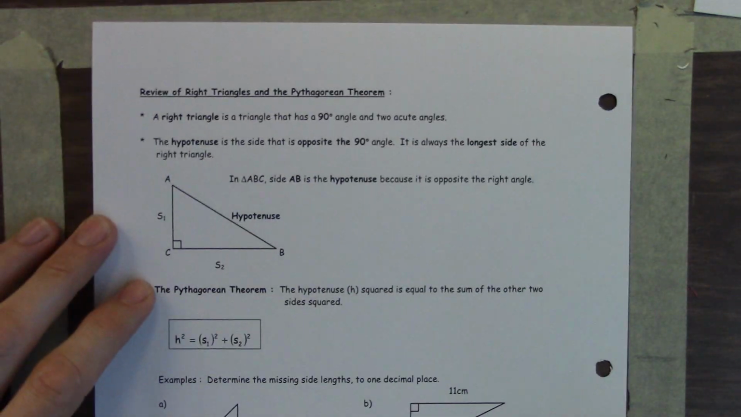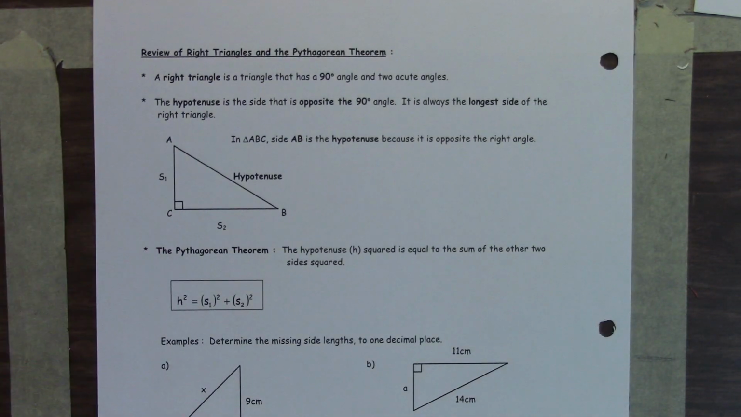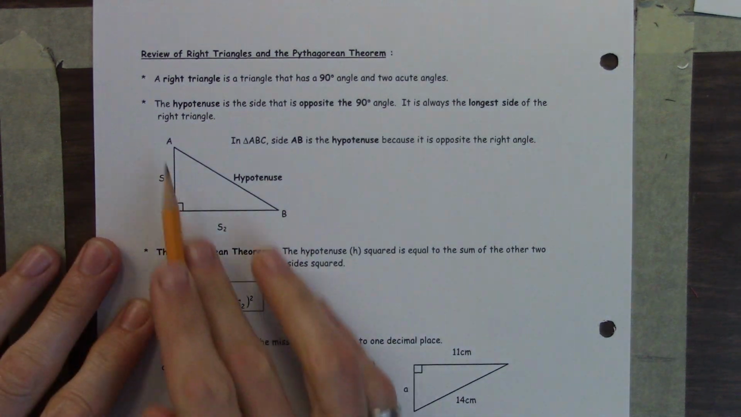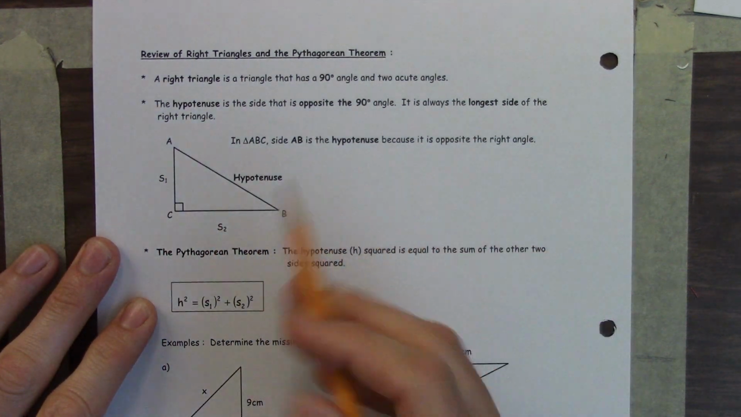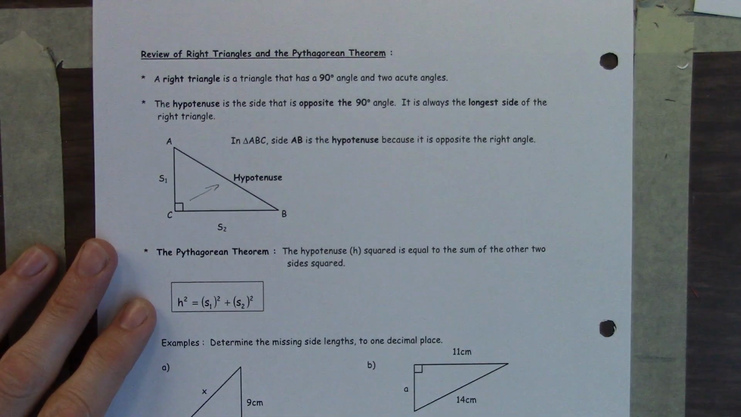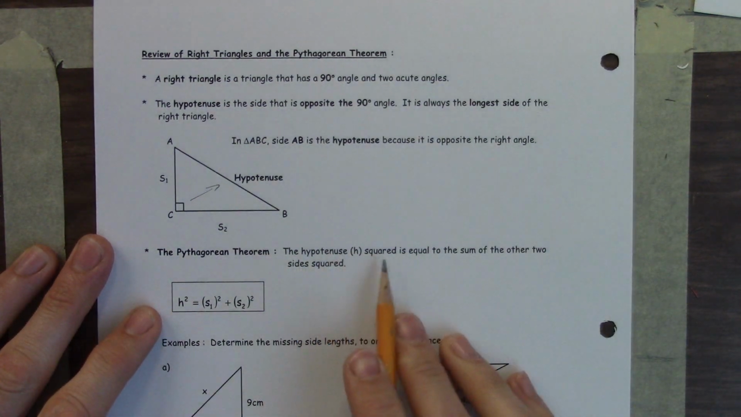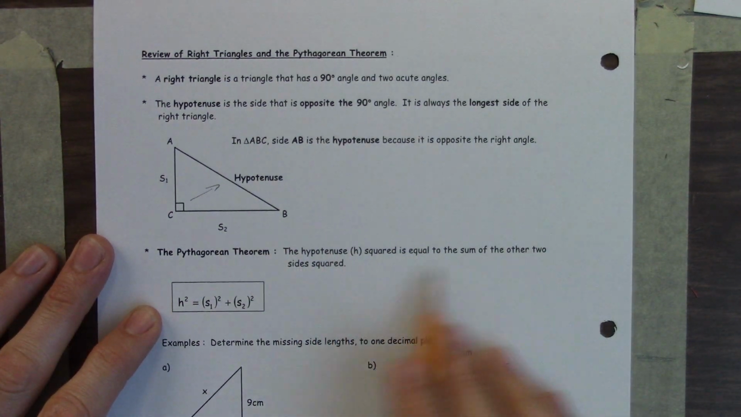Nice. Moving right along. Review of right triangles and the Pythagorean theorem. A right triangle is a triangle that has a 90-degree angle and two acute angles. The hypotenuse is the side that is opposite the 90-degree angle. It's always the longest side of the right-angle triangle. In triangle ABC, side AB is the hypotenuse, because it is opposite the right angle.